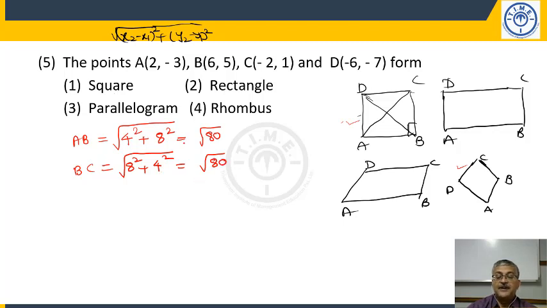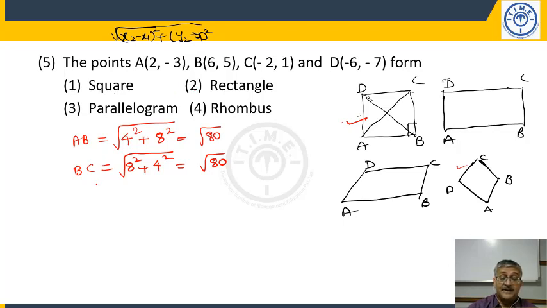So what we observe here, AB is equal to BC. So obviously, it definitely forms either a square or a rhombus. Here I am not checking whether AB is equal to CD or not because in all the four options definitely opposite sides are equal. So no need to check whether opposite sides are equal or not.